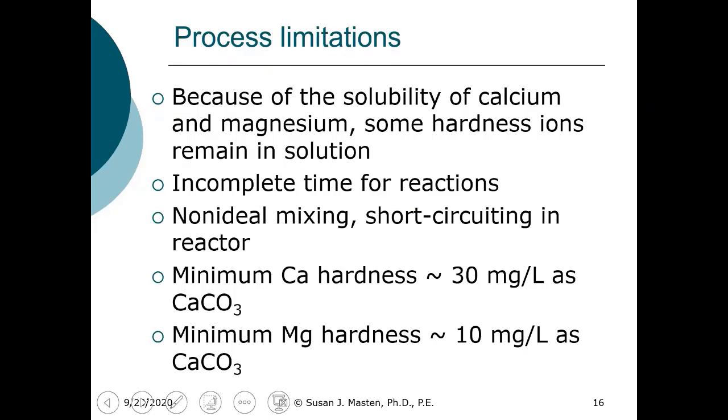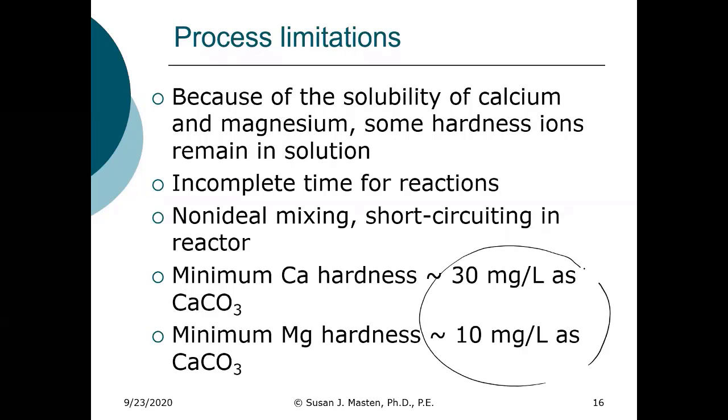Now there are process limitations. As I mentioned, the solubility. I showed you the solubility of calcium and magnesium. So some hardness ions will remain in solution. That is not true when we talk about ion exchange or reverse osmosis, or to a much lesser extent. But with lime soda ash softening, because of these limitations, you will typically produce a water that has about 40 milligrams per liter as calcium carbonate. And that's because, one, solubility.